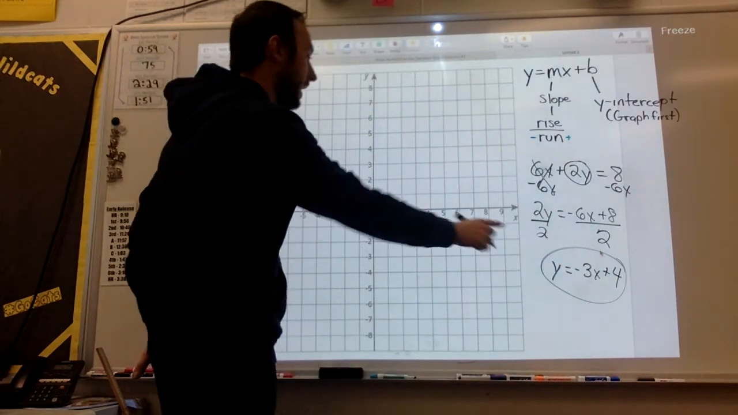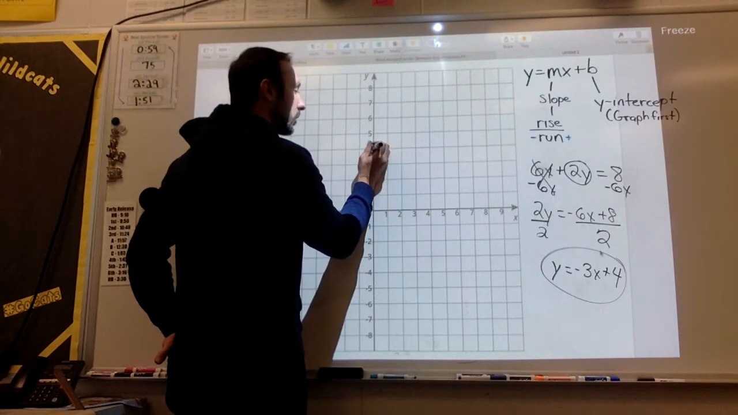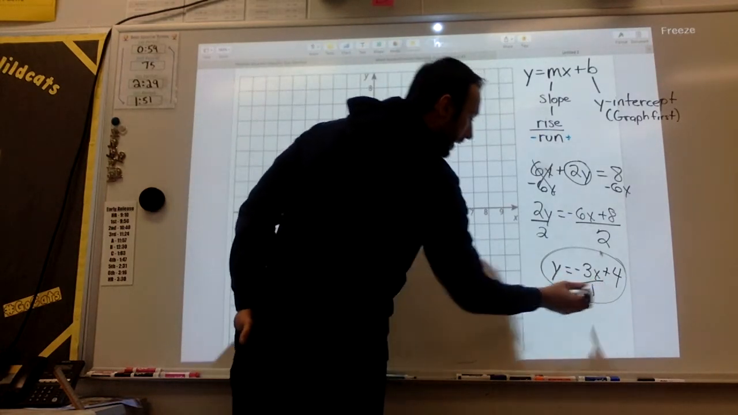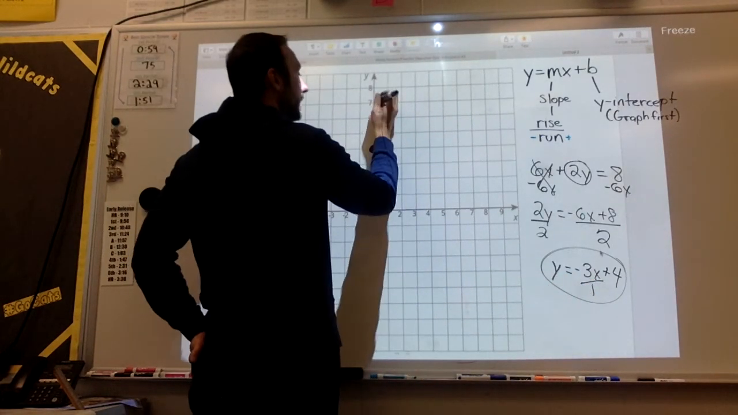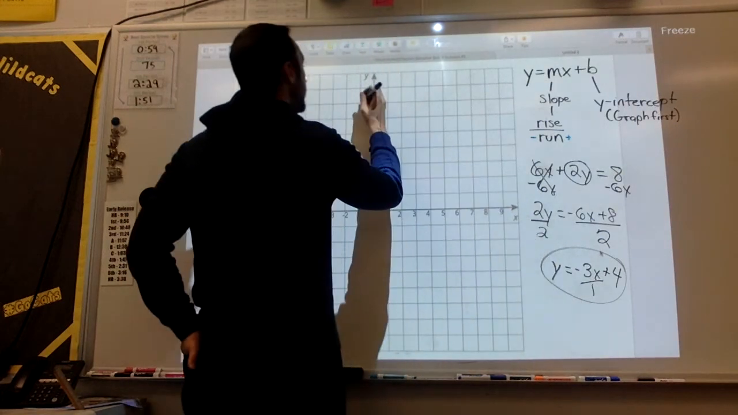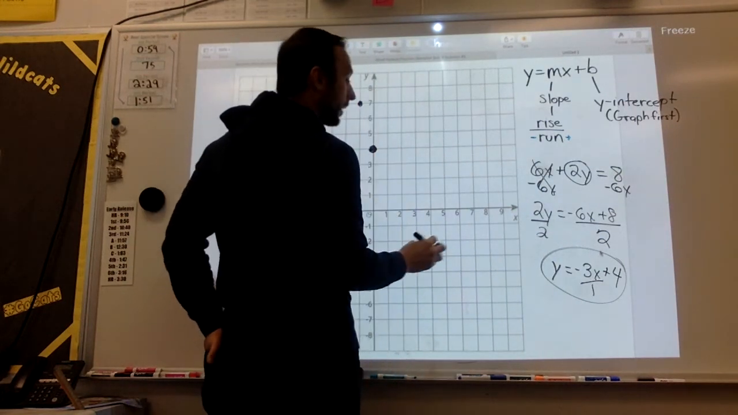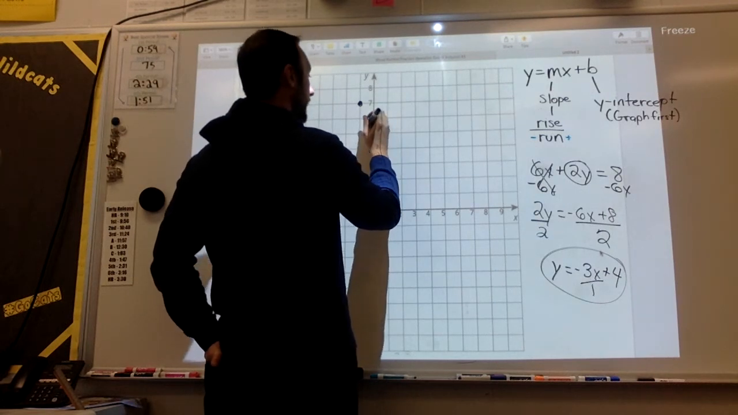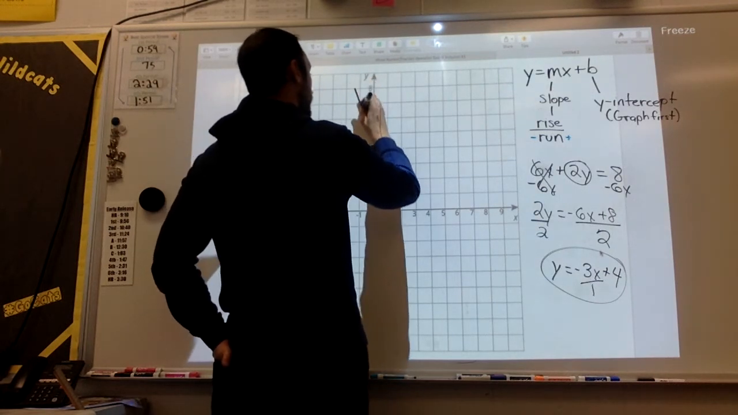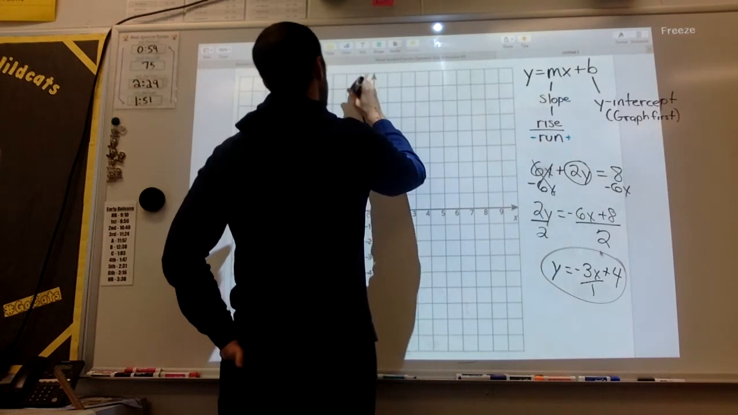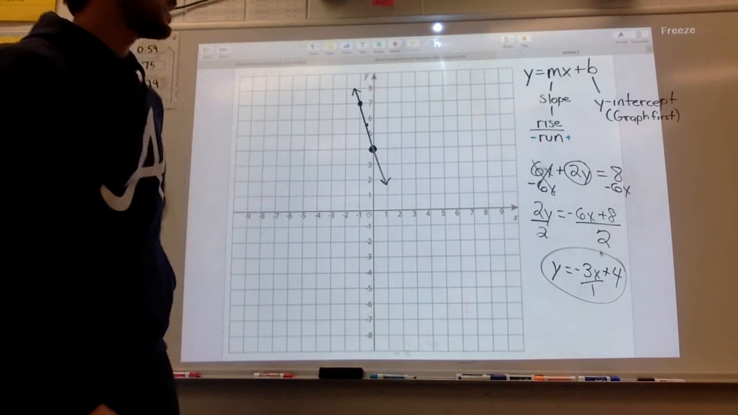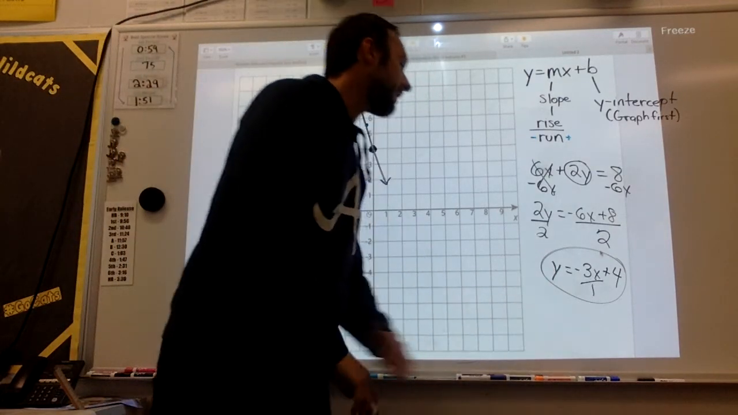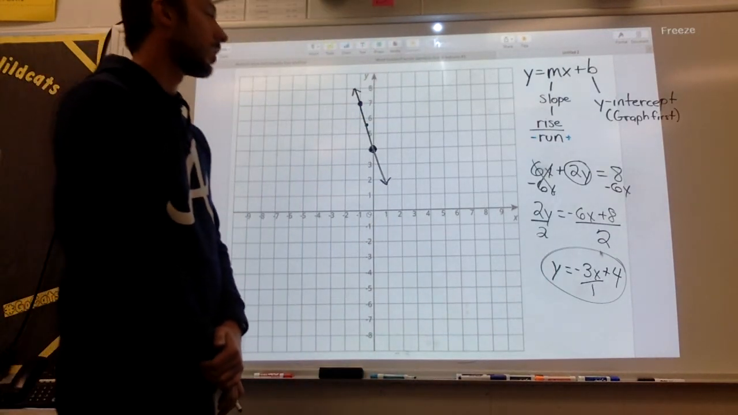So I go to my graph. I make my y-intercept at positive 4. I make a dot there. I'm going to rise up 3, 1, 2, 3, and run to the left 1 because it's negative. I'm going to go up 1.5 and over a half to add an extra dot, and connect my dots right there. And there is the line for 6x plus 2y equals 8, which is actually the same exact thing as having y equals negative 3x plus 4.